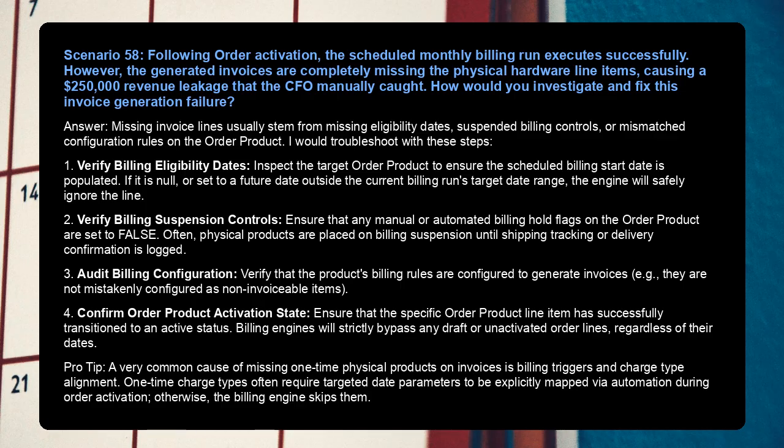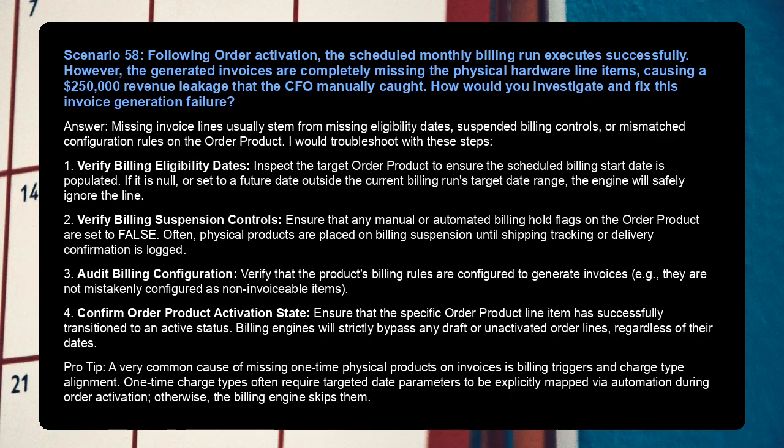1. Verify billing eligibility dates. Inspect the target order product to ensure the scheduled billing start date is populated. If it is null or set to a future date outside the current billing run's target date range, the engine will safely ignore the line.